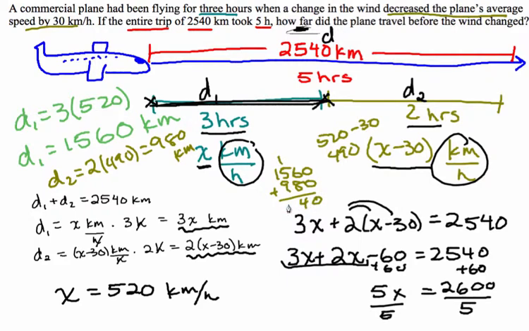Let's see. And in fact it is, yes. So the distances we found for D1 and D2 do add up to the total distance of 2,540, which means our answer here of that initial distance before the wind changed, being 1,560 kilometers, is our response for how far did the plane travel before the wind changed.